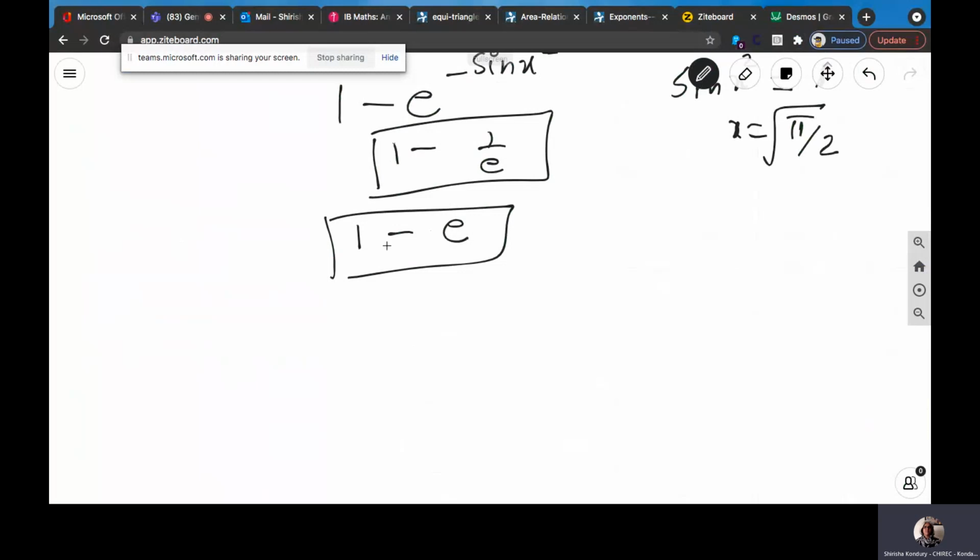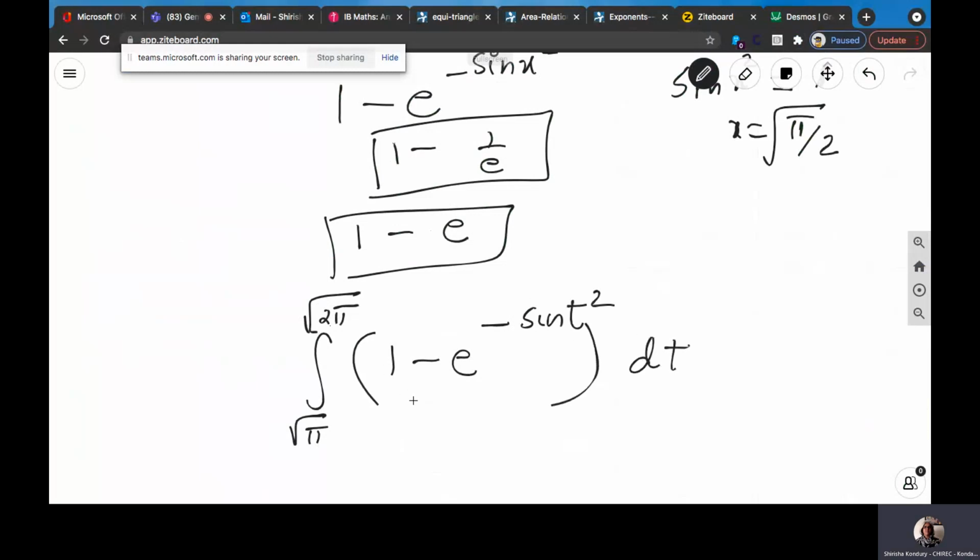Now the question is the distance between time t1 and t2. So what is the time t1? Time t1 is square root of pi. The time t2 is square root of 2 pi, and the velocity is 1 minus e to the power minus sine t square dt. So the distance traveled between them is the integral of this.